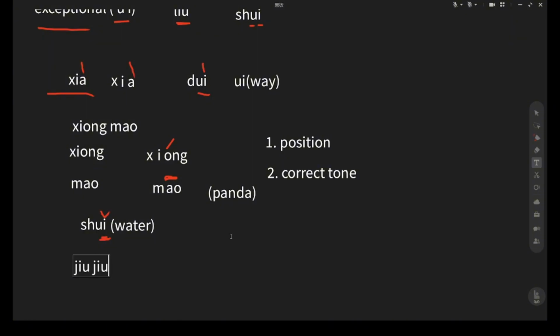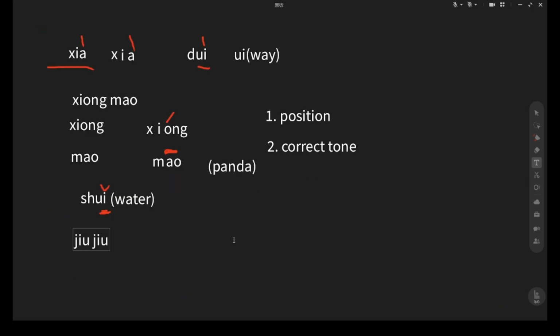Okay, you write this pinyin in your book, okay? So, done. Okay, listen. 舅舅. So, I mark the tone, okay? See? First one is first tone. Second one is neutral tone. 舅舅, okay? Which means uncle on the mother's side.